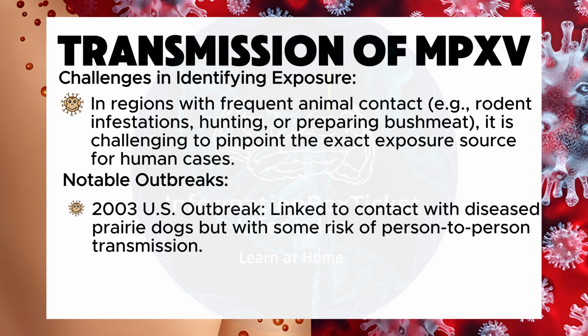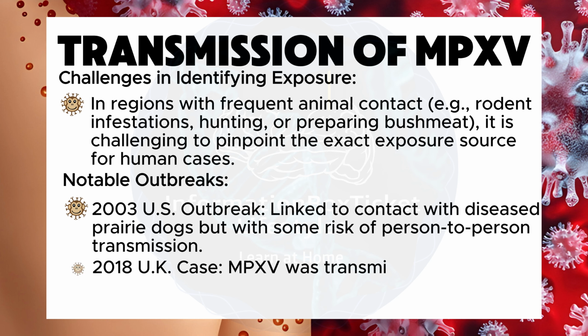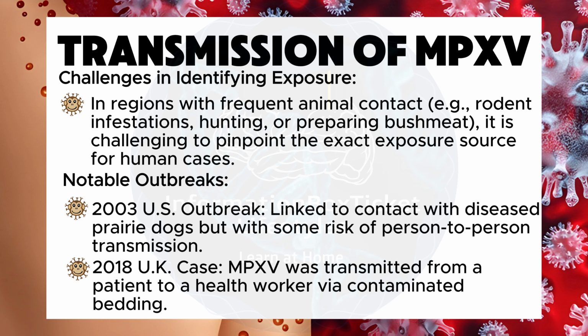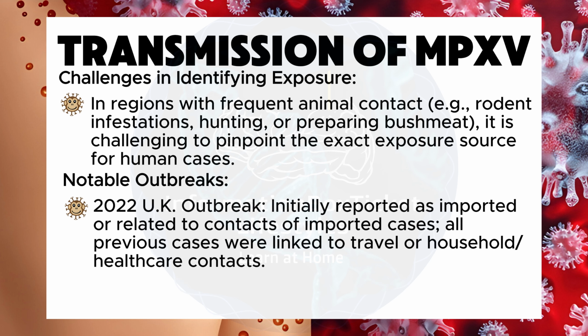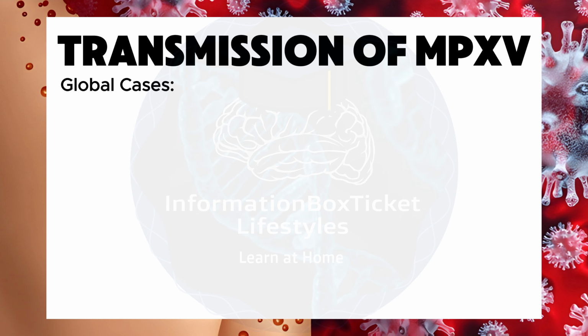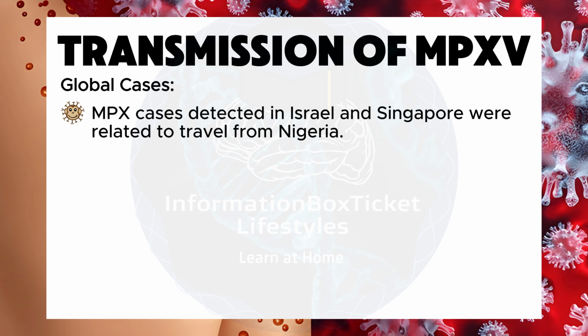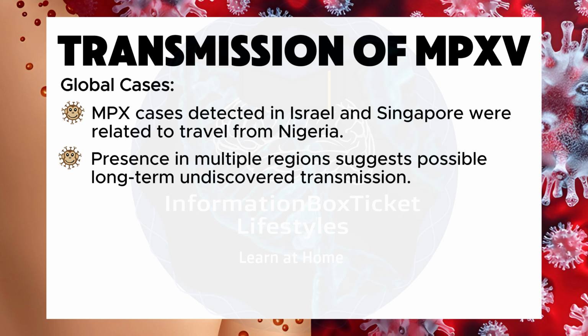Notable outbreaks. 2003 U.S. outbreak, linked to contact with diseased prairie dogs, but with some risk of person-to-person transmission. 2018 UK case: MPXV was transmitted from a patient to a health worker via contaminated bedding. 2022 UK outbreak, initially reported as imported or related to contacts of imported cases. All previous cases were linked to travel or household healthcare contacts. Global cases. MPX cases detected in Israel and Singapore were related to travel from Nigeria. Presence in multiple regions suggests possible long-term undiscovered transmission.